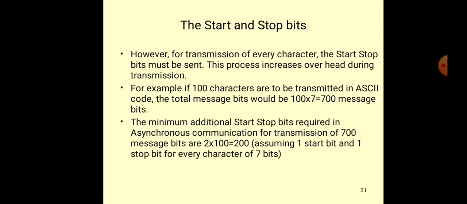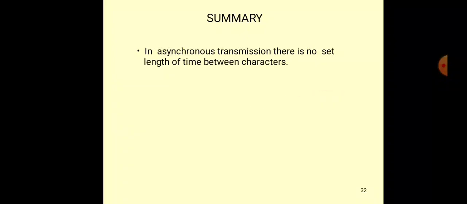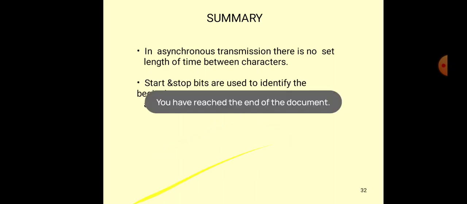For example, if 100 characters are to be transmitted in ASCII code, the total message bits would be 100 into 7, that is 700 message bits. The minimum additional start-stop bits required in asynchronous communication for transmission of 700 message bits are 200, assuming one start bit and one stop bit for every character of 7 bits. In asynchronous transmission, there is no set length of time between characters. Start and stop bits are used to identify the beginning and ending of the character.